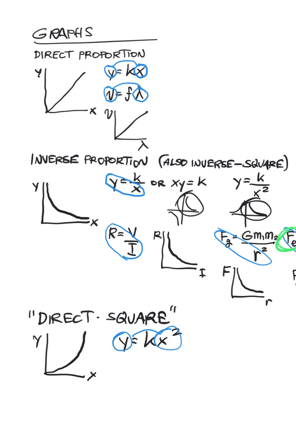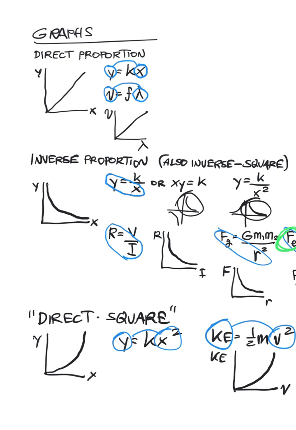One of my students pointed out, what about the rest of the parabola? Is the rest of the parabola on the other side of the y-axis? Yes, in the second quadrant, it is, but we're only dealing with the first quadrant because we're only dealing with positive values. A classic example of direct squared would be kinetic energy versus speed. Kinetic energy is 1/2 m v squared. The 1/2 m is the constant, and then there's kinetic energy and v squared.